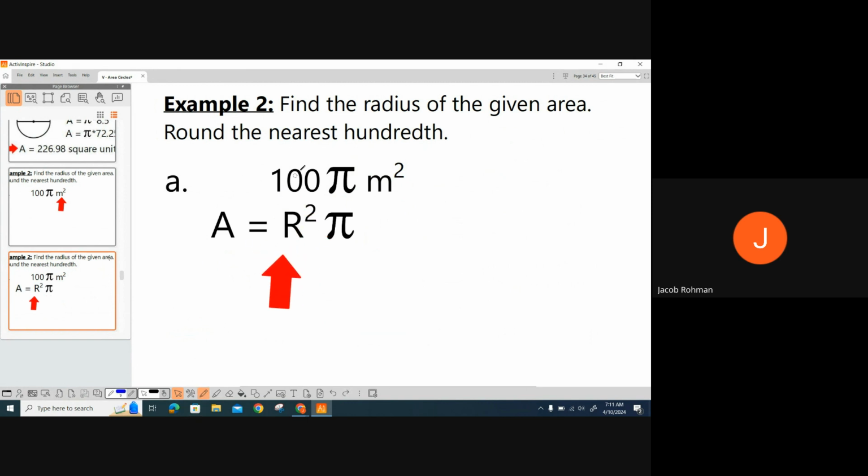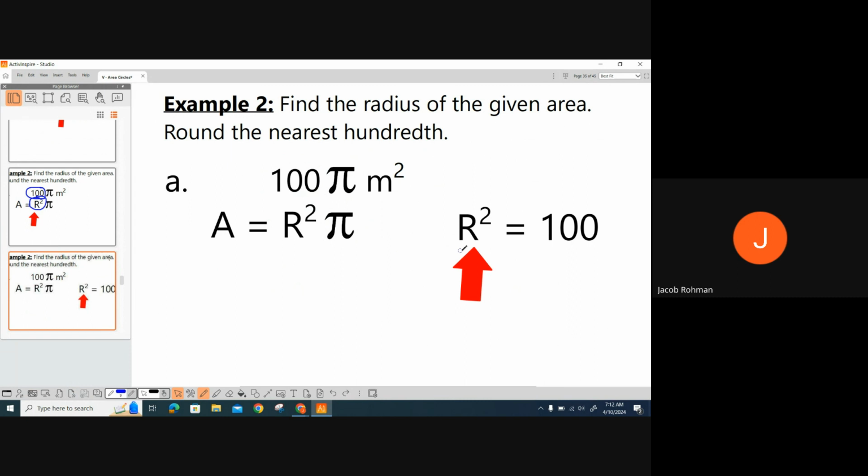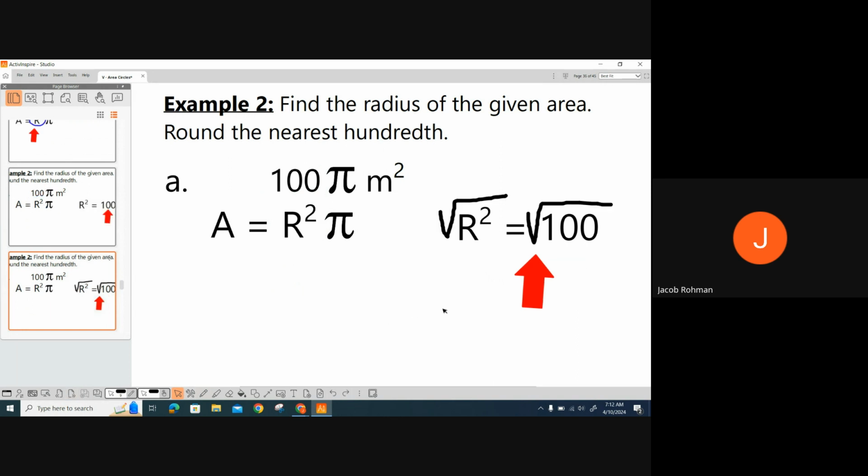So let me draw that out here. So 100 replaces this r squared in our formula. And so when we look at that, we could just simply write that as an equation of r squared equals 100. Well, to solve that for r, then we're just going to square root each side. So square root of r squared, square root of 100, and that's going to tell me that r, the radius, is equal to 10 meters. Because remember, we're in meters squared here, so our measurement was originally in meters.